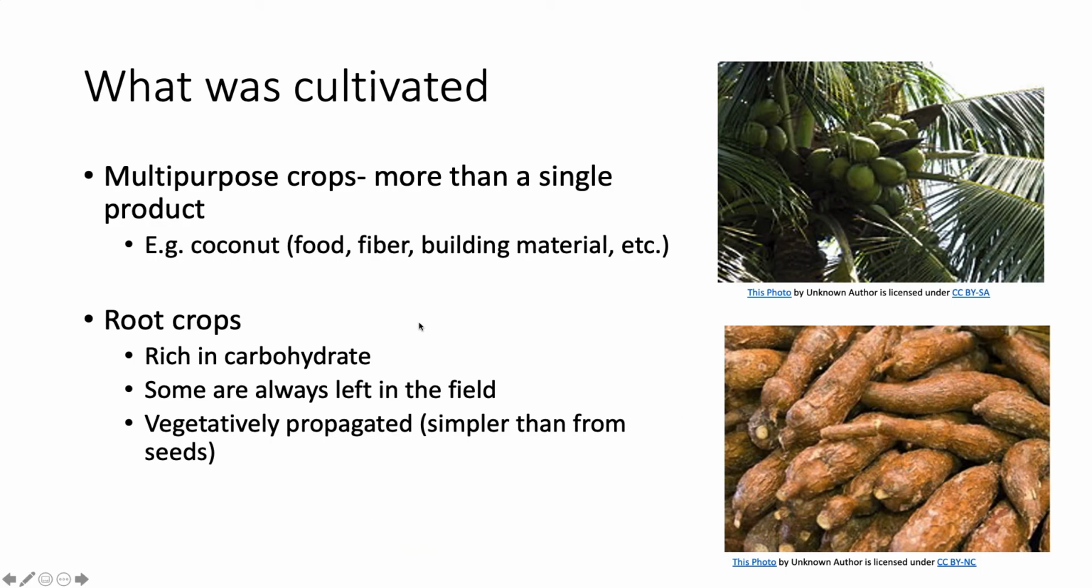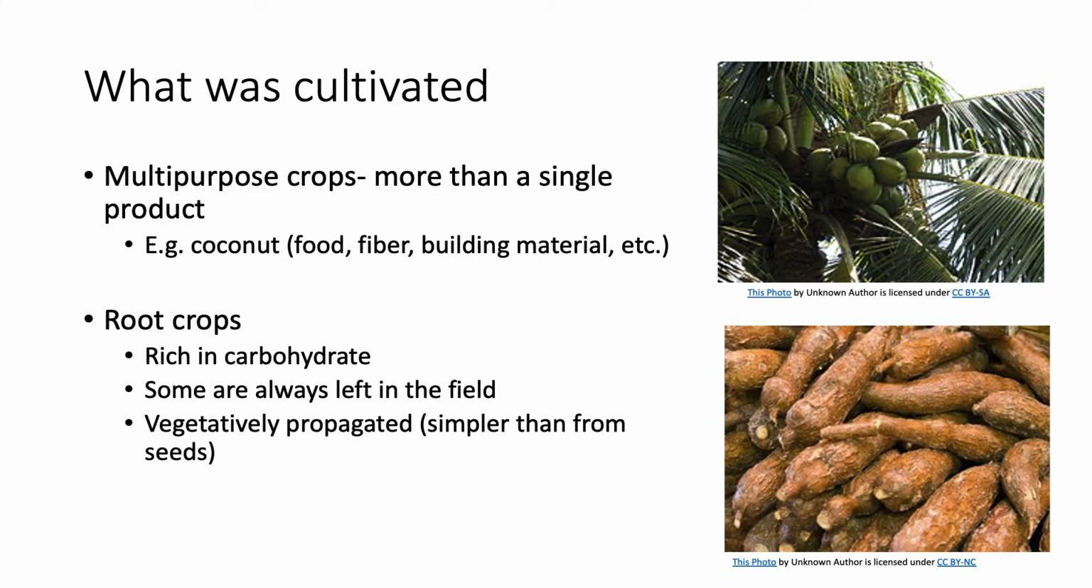So what was cultivated when agriculture started? Humans usually cultivate a multi-purpose crop, meaning it has more than a single product. For example, coconut. It could be used as food. The white meat is actually the endosperm of the seed. You have fiber from the leaves. You have building material from the stem of the coconut, etc.